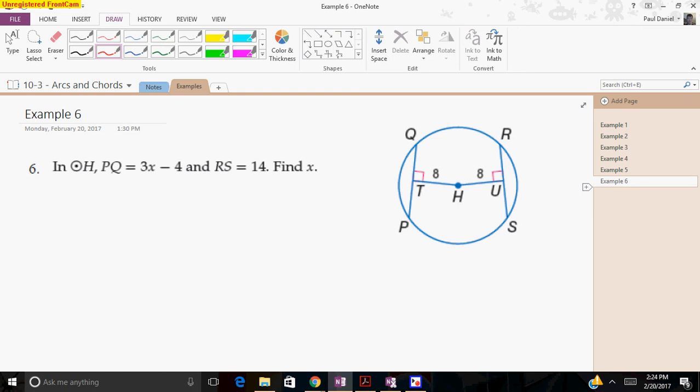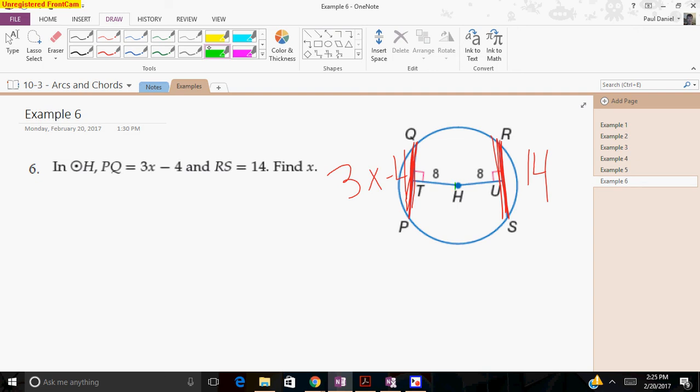Alright, next one. I have circle H. PQ is 3x minus 4, so that's that distance right there. And RS is 14. I want to find what x is. Huh, well, that's interesting. They gave me some information about two different chords, but they didn't really say very much else in that little statement. So let me look at the picture and see if I can get any more information.